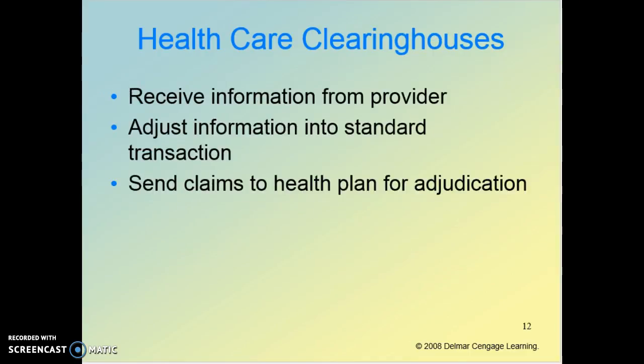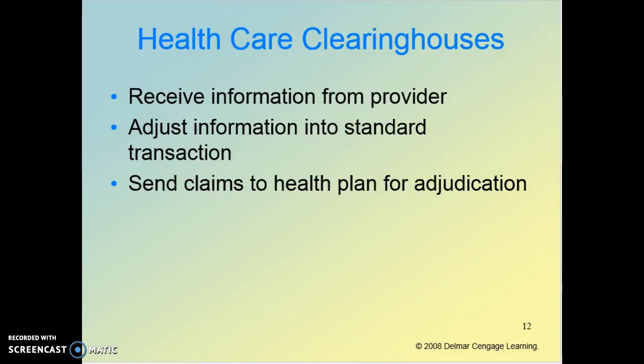And then a healthcare clearinghouse is anyone who receives information from a provider. They adjust information into standard transactions, and they send claims for adjudication. So this is the middleman. So when we think of a clearinghouse, we're thinking of the middleman, the person who gets it from one place to another. So between the third-party payers and the providers is where these clearinghouses usually sit.